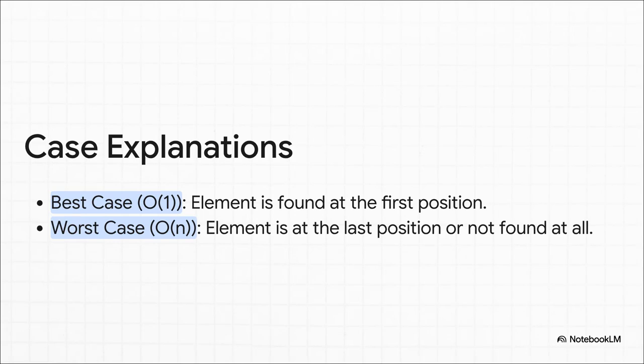Let's break that down. Think about the best possible luck you could have. The item you're looking for is the very first one you check. One look, and you're done. That's O of 1. Now, what's the worst luck? The item is at the very, very end of the list. Or even worse, it's not in the list at all. In that case, you have to check every single element. If your list has n items, that means you have to do n checks.